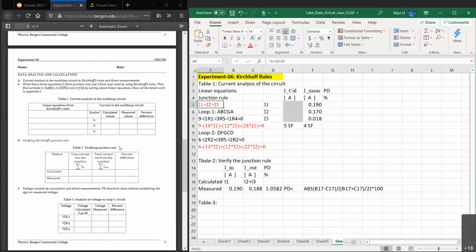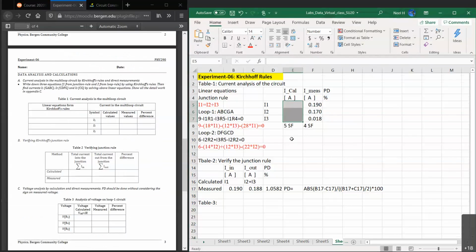Good. Correct. Solved values go here. I1, I2, I3, which you solved, calculated. Those are actually going here. Okay. All right. Everybody got that idea? That's important. Okay. So how to format the table number 1.